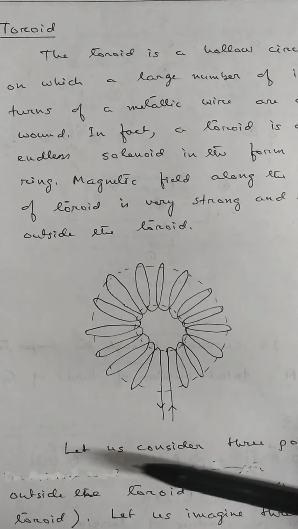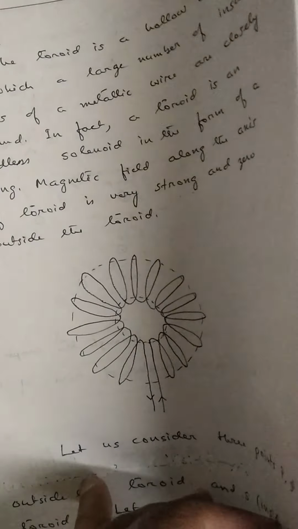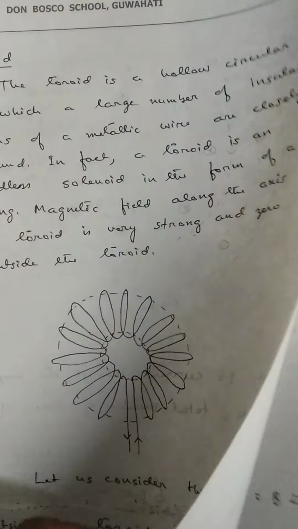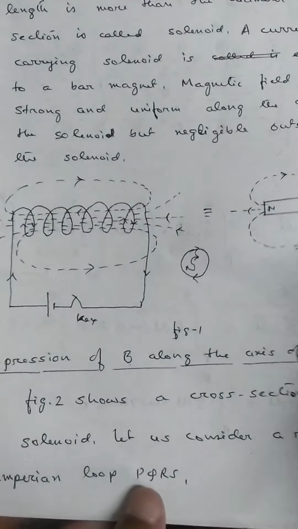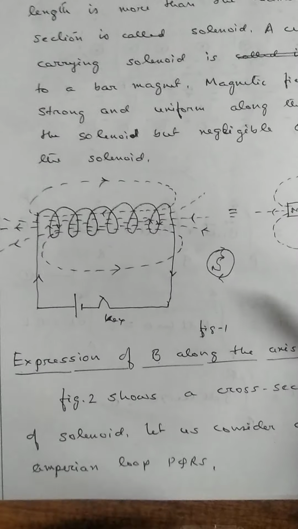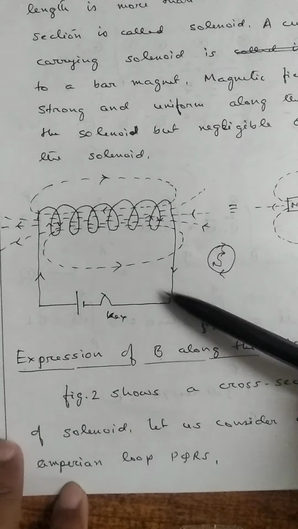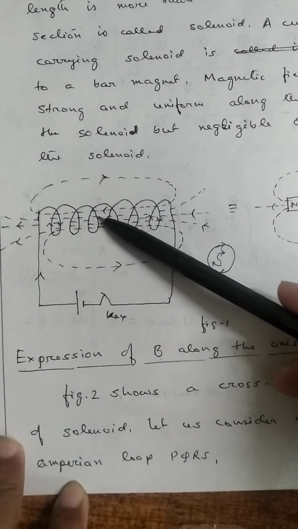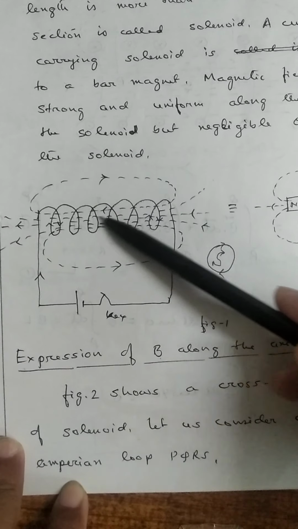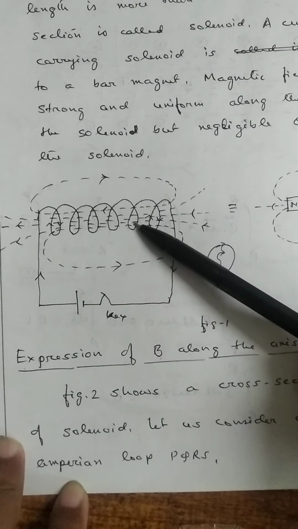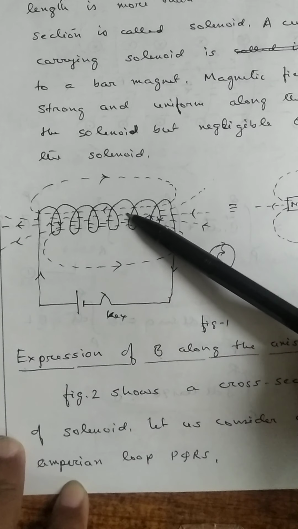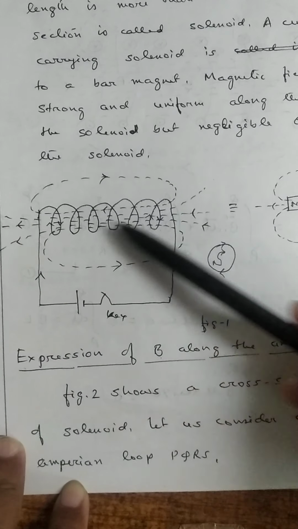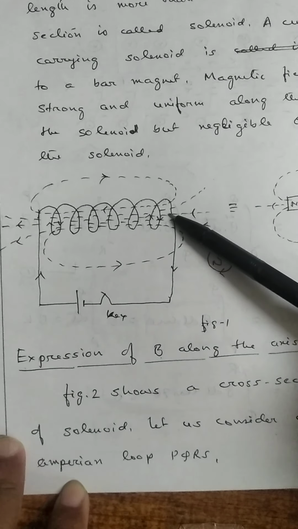So what is the significance here? In order to know the significance of the toroid, initially we must know the limitation of the solenoid. In a solenoid, magnetic field induction in this part, along the axis in the central part of the solenoid, is very strong. But magnetic field induction here and here is very weak.